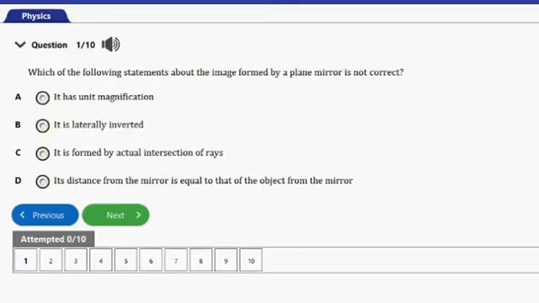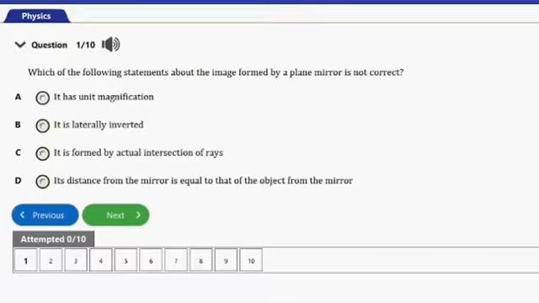It says, which of the following statements about the image formed by a plane mirror is not correct? We have options. A, it has unit magnification. B, it is laterally inverted. C, it is formed by actual intersection of rays. And D, its distance from the mirror is equal to that of the object from the mirror.